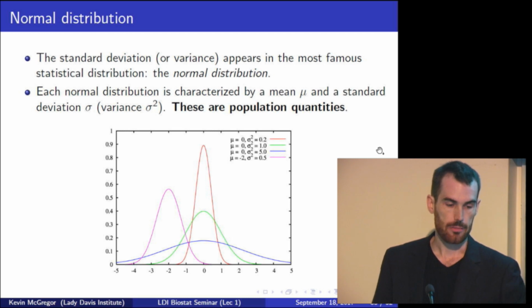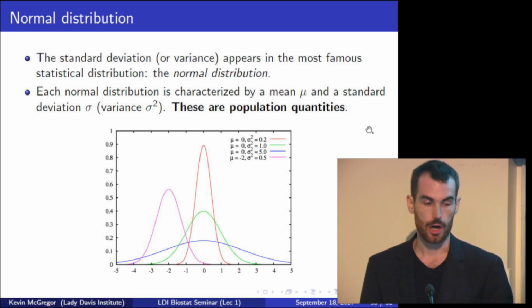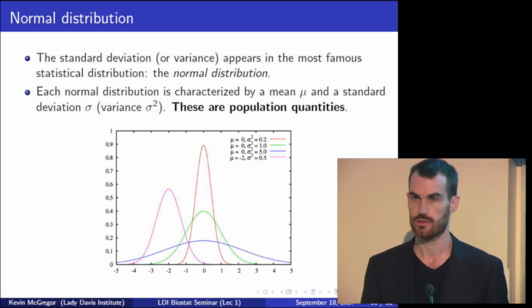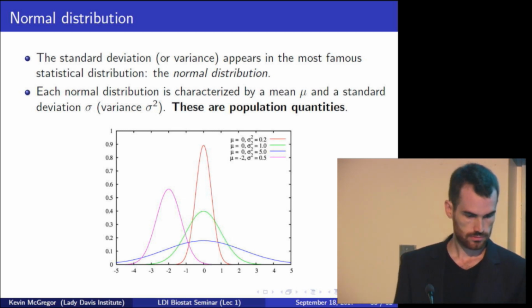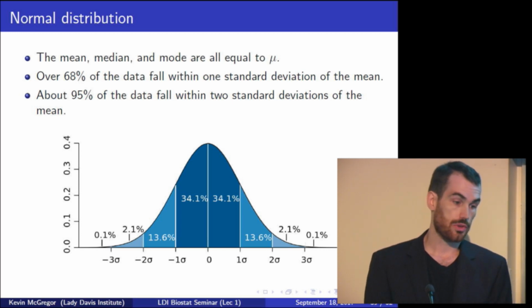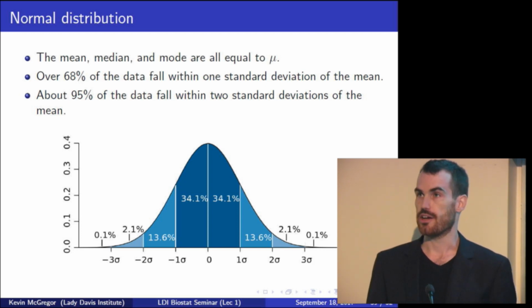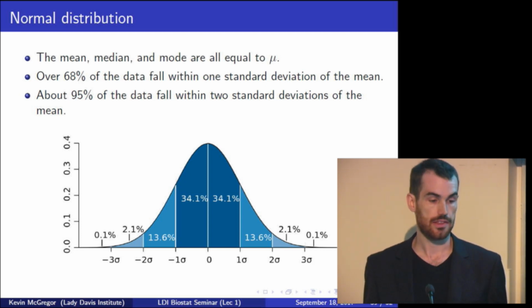And going back to the start of the lecture, these two quantities, mu and sigma, are population quantities. So these are not statistics, these are population quantities or parameters. The cool thing about the normal distribution is that our mean, our median, and our mode are all the same. They're all equal exactly to mu.